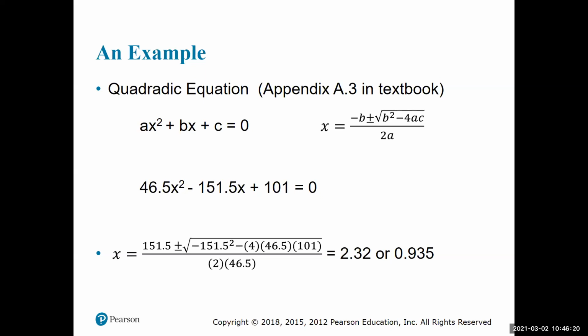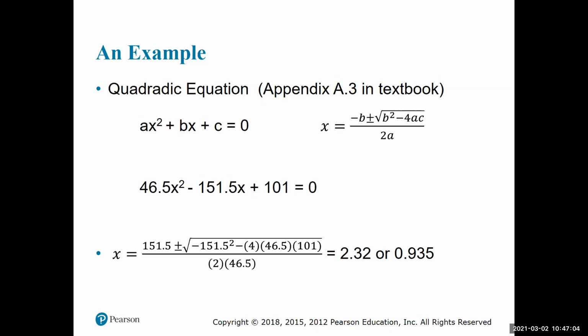But the big thing I wanted to remind everyone is one interesting thing about the quadratic equation: this plus or minus notation in the formula. What that means is you have to do the calculation twice. You do the calculation once where that plus minus is treated as a plus, and you do it again where that plus minus is treated as a minus. So you always get two answers. In this case, you get an answer of 2.32 or 0.935.